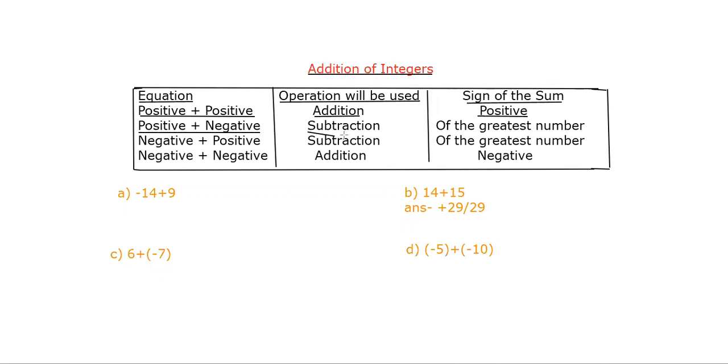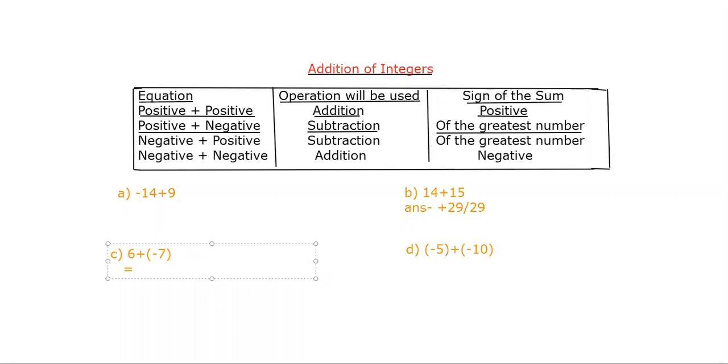Now, the second thing we have is, if we have a positive and a negative number, then we will be doing subtraction, and the sign used for the difference which will come is that of the greatest number. Now, they have a question for that also, like this one: 6 plus minus 7.